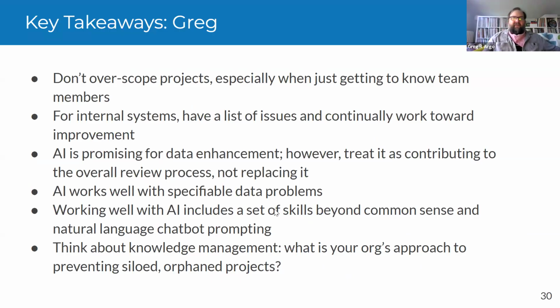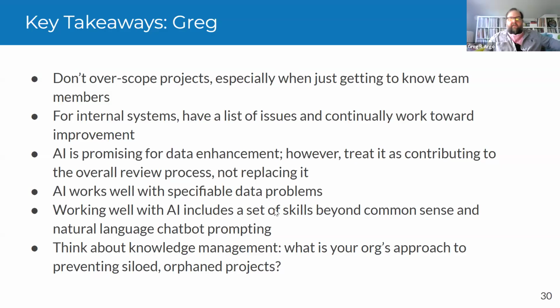Instead of having 80 or 100 e-resources of 1,400 processed manually, he figured out a way to get information about all of them. For internal systems, just make sure you have a list of issues and continually work toward improving them. AI is promising for data enhancement. However, I would stress to treat it as contributing to the overall review process, not replacing it. AI works well with specifiable data problems, and the more you can specify, the better. And using JSON to specify it in a structured way is even better.